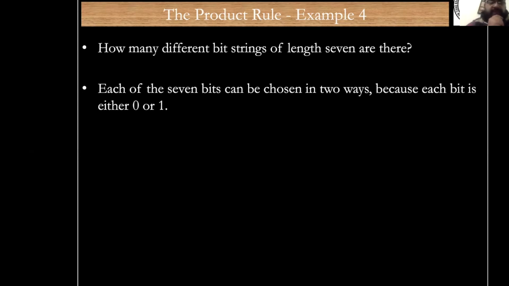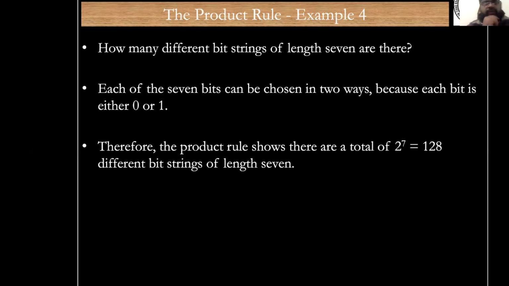Each of the 7 bits can be chosen in two ways because each bit is either 0 or 1. Bit is basically a binary digit. You need to remember that. Therefore, the product rule shows that there are a total of 2 raised to power 7, which is equal to 128 different bit strings of length 7. And how did I come to it? Because each of the 7 bits has only two possibilities, either 0 or 1.